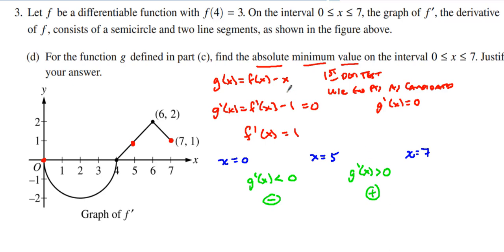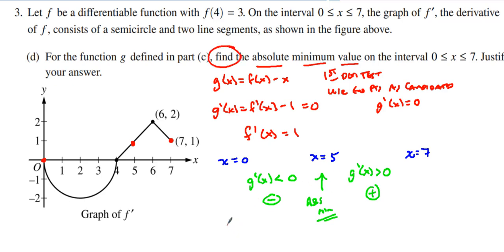Okay, so let's think about it. How do we know the absolute minimum value? You can see my function g is decreasing, decreasing, decreasing, and then after x is equal to 5, it's increasing, increasing, increasing, which means at x is equal to 5, that's the x coordinate where we have an absolute minimum value. It's a relative minimum value. It's also the absolute minimum value. It's the lowest we can get, which means we're going to come back because they wanted to find the absolute minimum value, not just the x coordinate.